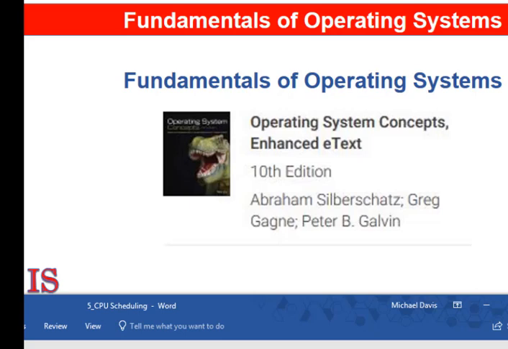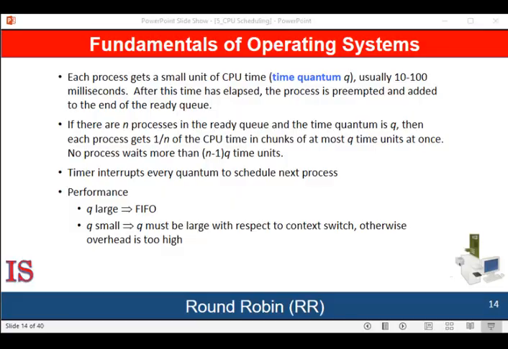Welcome back to our course, Fundamentals of Operating Systems, based on the text Operating System Concepts, 10th edition, by Abraham Silberschatz, Greg Gagne, and Peter Galvin, published by Wiley Publishing.